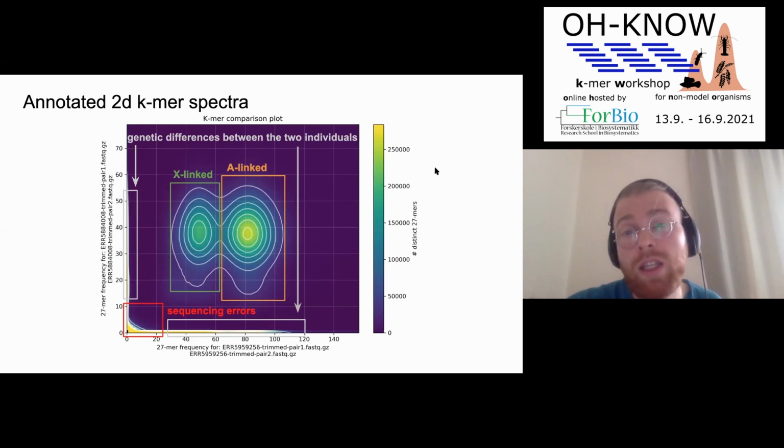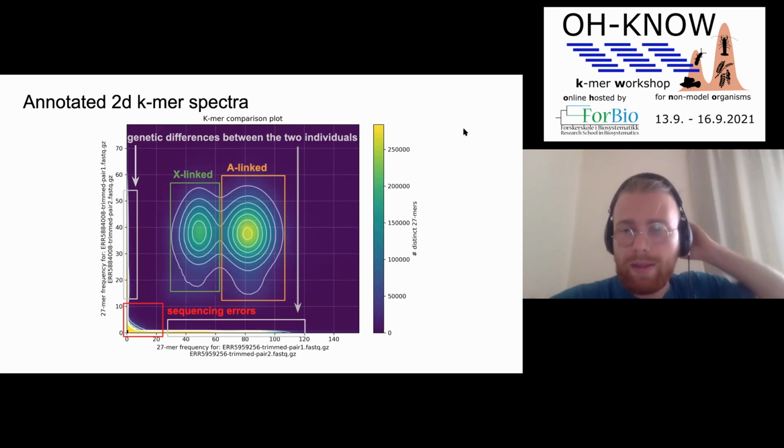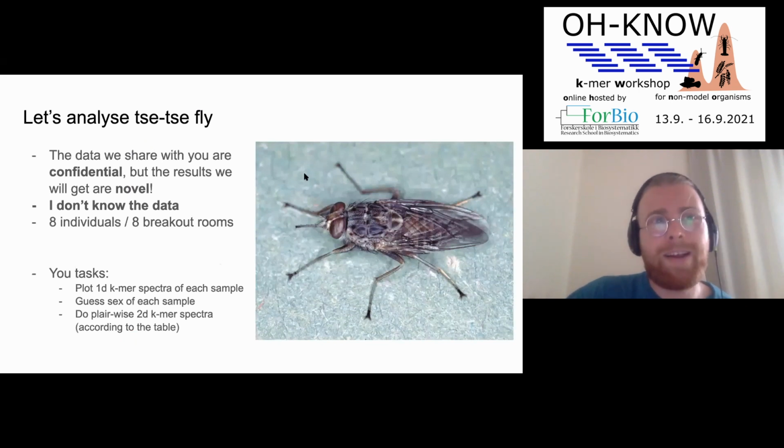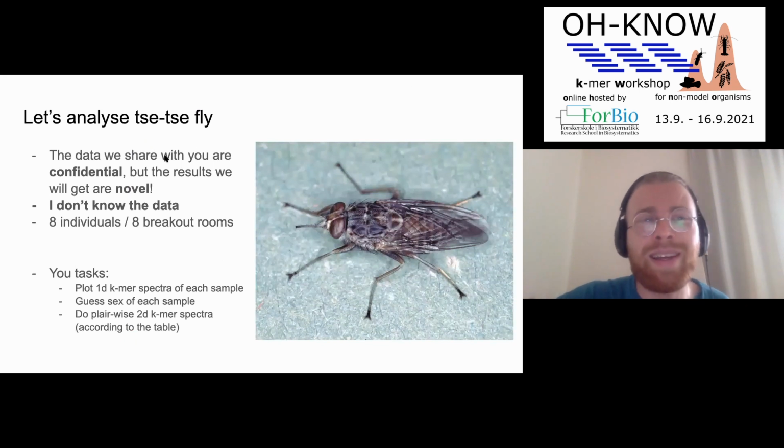But again, we can actually try it out. Once we know which of the tsetse flies are males and females, we can generate any combination. All right, so now let's get to it. I bet everybody's dying to do their first 2D k-mer spectra.